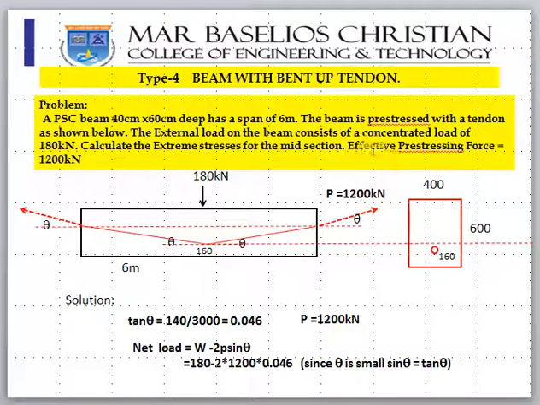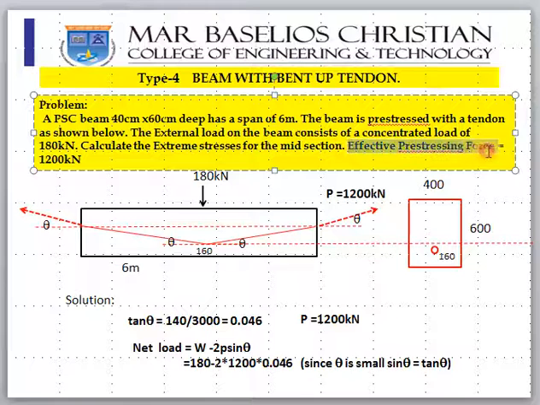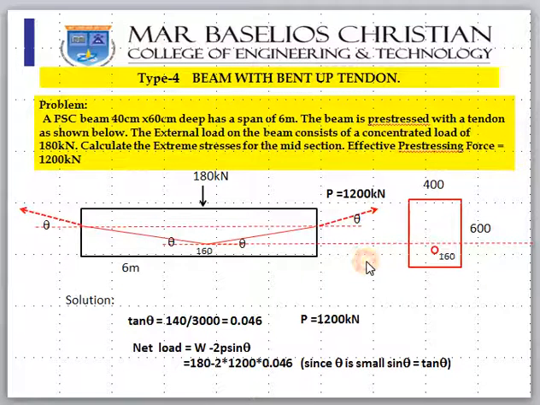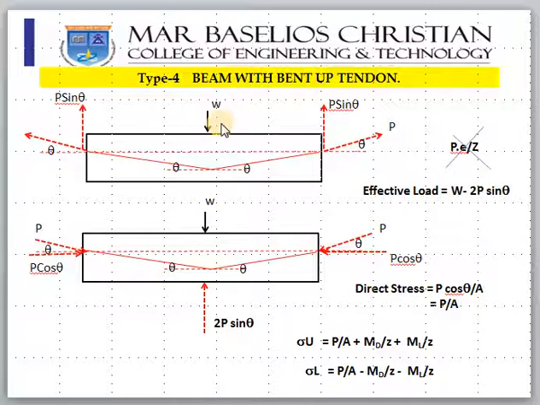When I say effective, it means the final prestressing force is given to you, after deducting all losses. So the final P is equal to 1200 kilonewton. As we discussed below, we need to find out the effective load, which is W minus 2P sin theta.